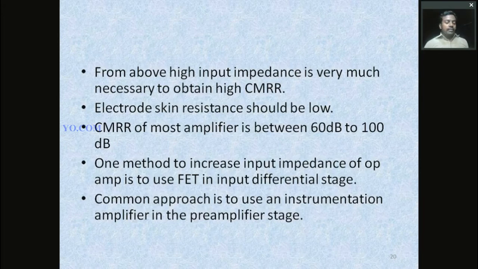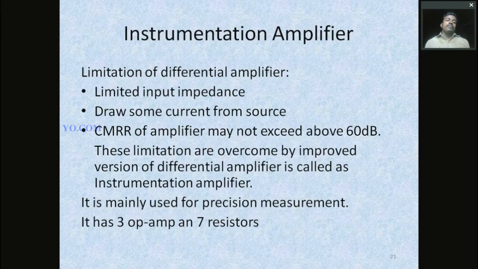Up to this, we have studied the differential amplifier and the impedance matching circuit. And next we are going to see a small introduction to the instrumentation amplifier. The instrumentation amplifier does not come under your syllabus, but we must know about it because some more questions are asked from this instrumentation amplifier.